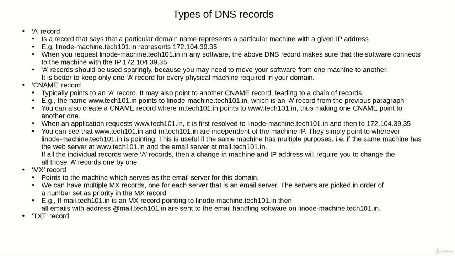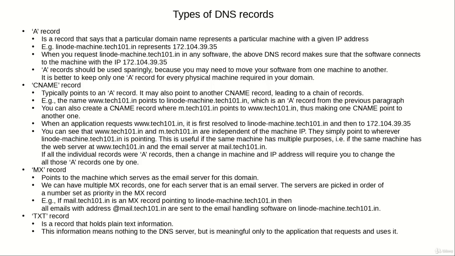Finally, we have the TXT record. A TXT record is a record that holds plain text information. This information means nothing to the DNS server itself, but is meaningful to the application that requests and uses it.